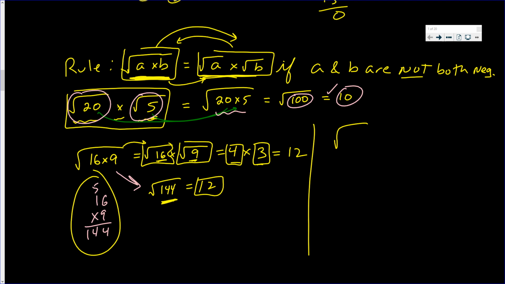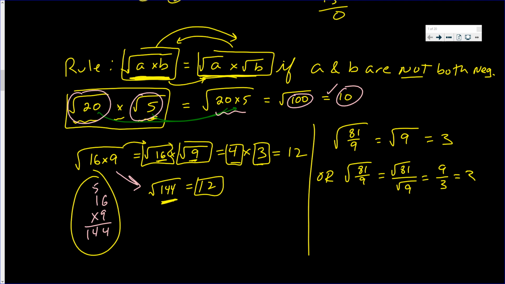You have the square root of 81 over 9, you can do the division and get 9 over 3, and say that's 3. Or you can take the square root of the top and the square root of the bottom and you get 9 over 3, which is also 3.